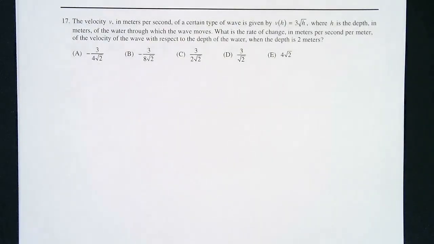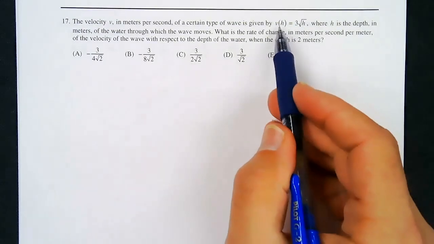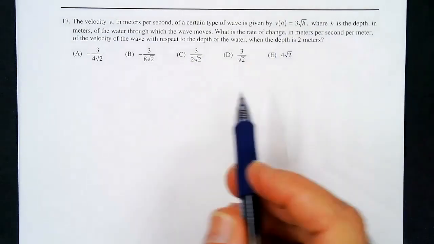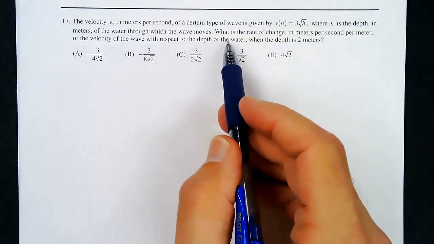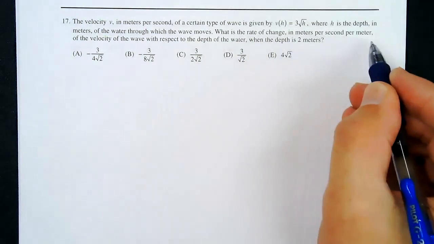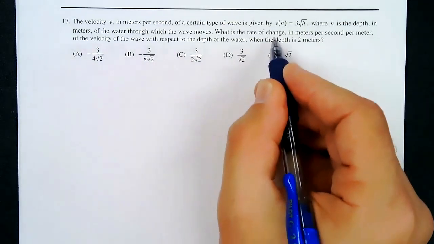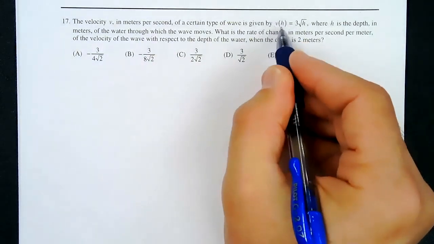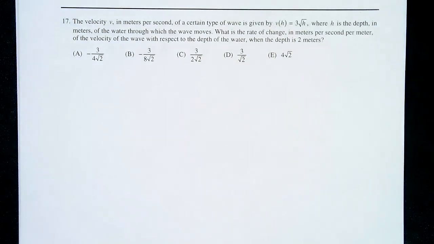For question 17, they give you the velocity v in meters per second of a certain type of wave, given by the function v of h is equal to 3 square roots of h, where h is the depth in meters of the water through which the wave moves. So this is the velocity, in meters per second. And then what is the rate of change? Here's the key: what is the rate of change of the velocity? We want to find how this velocity changes.